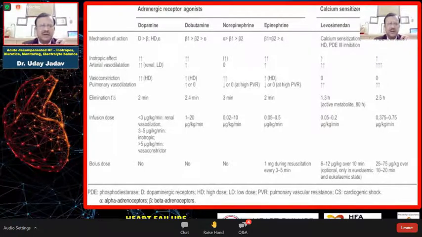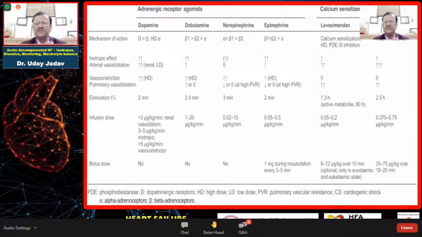The arterial vasodilatation is excellent with levosimendan and with the phosphodiesterase inhibitor. The pulmonary vasodilatation is not really substantial at all, or will even reduce, with your dopamine and dobutamine and the norepinephrine and epinephrine infusion. This is where levosimendan and milrinone score. They cause a pulmonary vasodilatation. You can prefer one out of the two.